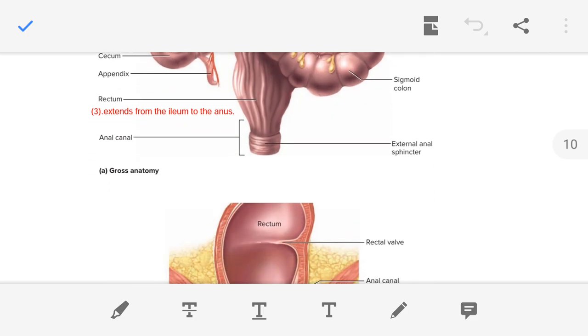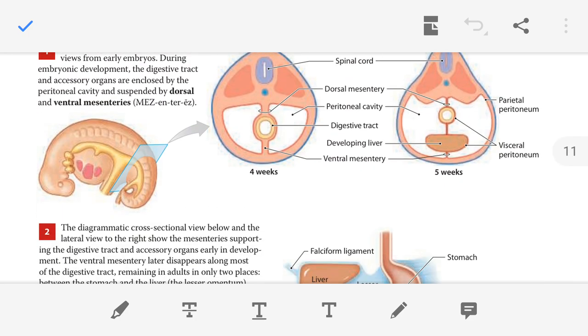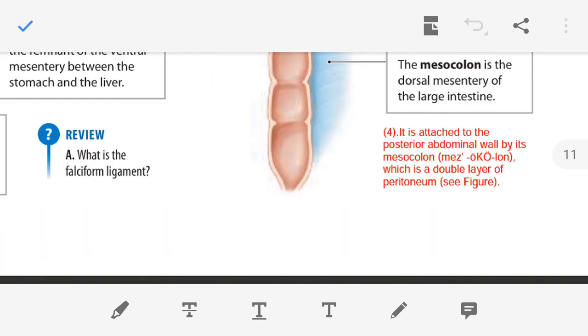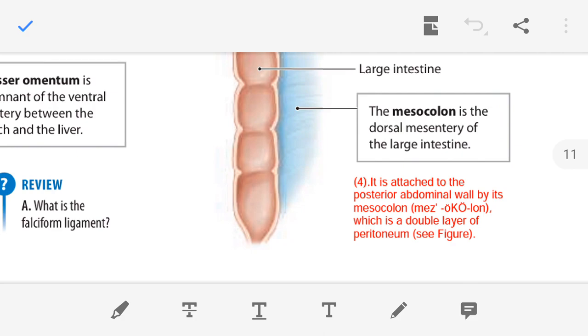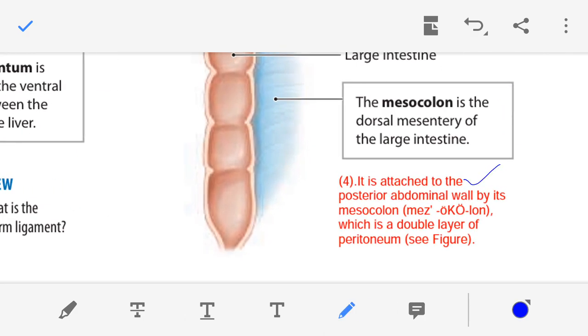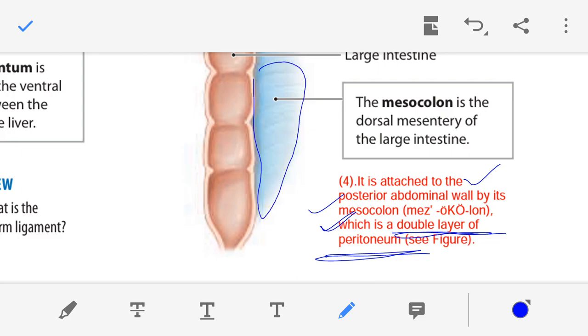So now moving on to the fourth point. The large intestine is attached to the posterior abdominal wall by its mesocolon. With the help of the mesocolon, the large intestine is attached to the posterior abdominal wall. And what is the mesocolon? The mesocolon is the double layer of the peritoneum. Here, this blue colored portion is the mesocolon. And what is this mesocolon doing? It is attaching the large intestine to the abdominal wall.